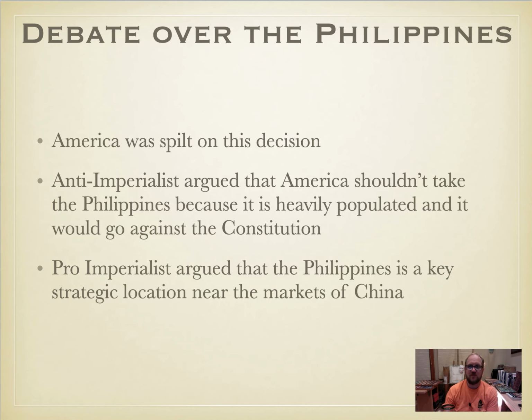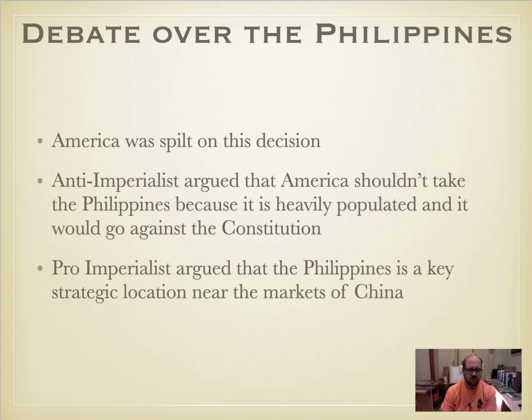There is going to be quite a bit of debate over the Philippines, whether to take them or not. We're very split on this decision. The anti-imperialists will argue that America shouldn't take the Philippines because it's heavily populated and that would go against the Constitution. Whole thing about the flag. Basically, does our Constitution follow the flag? We'll get to that in a couple more slides.